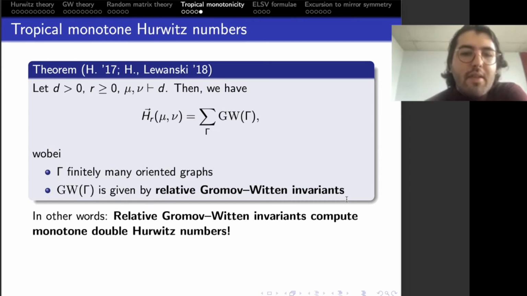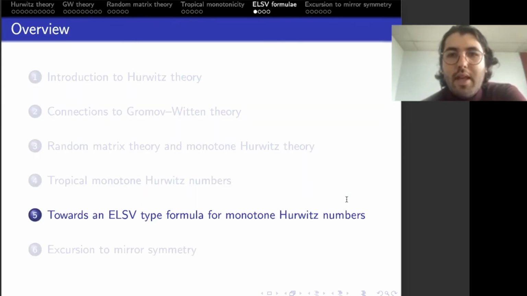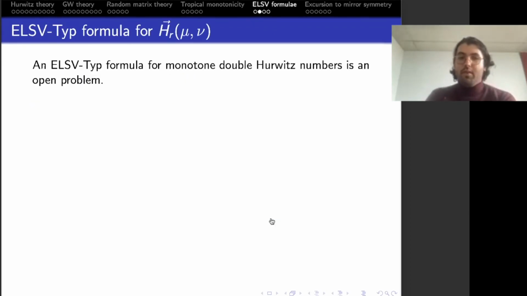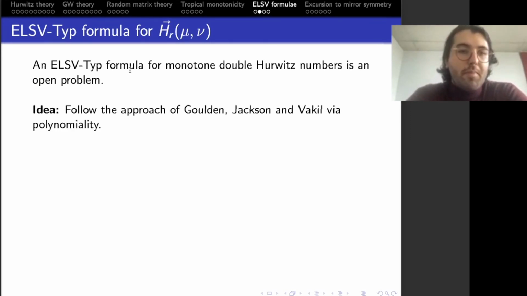But in some sense this is the other way around. What we actually want is that these monotone double Hurwitz numbers compute Gromov-Witten invariants, and this is what the next section is about: towards an ELSV type formula for monotone Hurwitz numbers. An ELSV type formula for monotone double Hurwitz numbers is an open problem.